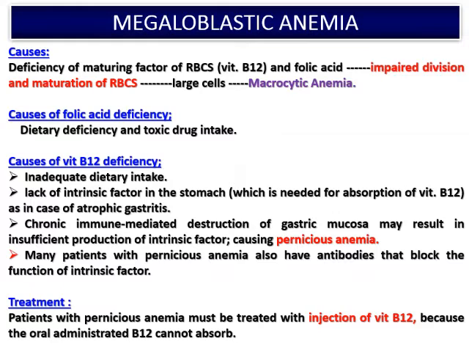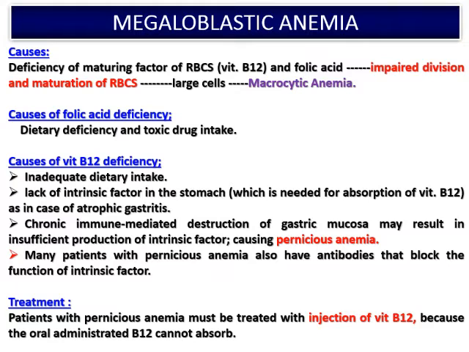Also, in pernicious anemia, we have another cause that may occur due to antibodies that can block the function of intrinsic factor. So, pernicious anemia is a type of megaloblastic anemia that can occur due to either a decrease or defect in the production of intrinsic factor, which is important for absorption of vitamin B12. Also, pernicious anemia can occur due to the presence of antibodies that block the function of intrinsic factor. In this case also we have no absorption of B12, and so the patient will suffer from megaloblastic anemia.